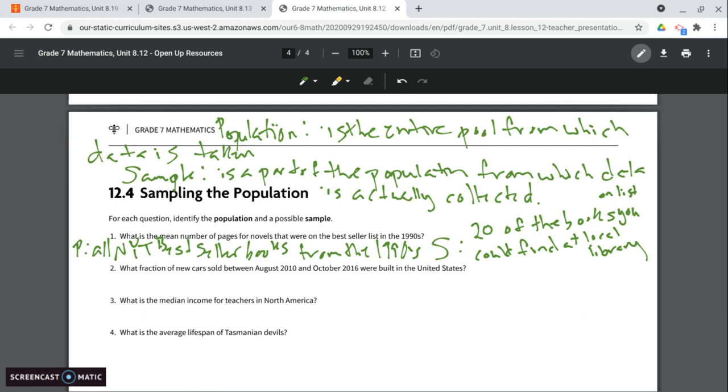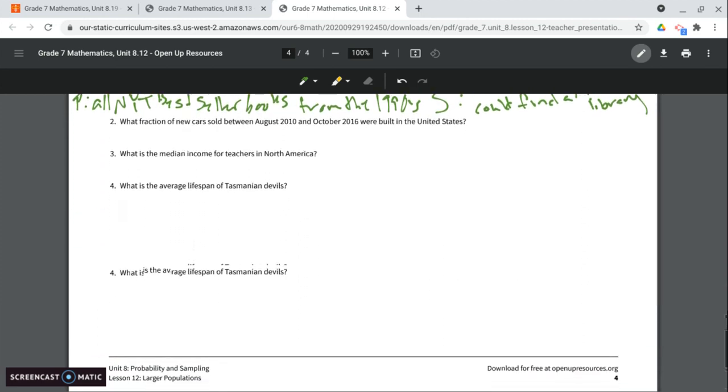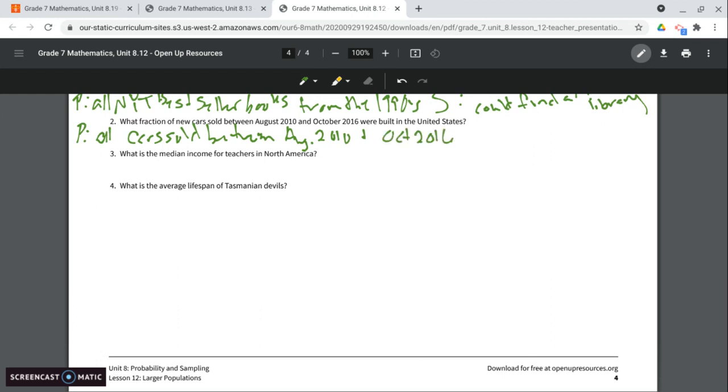For number 2, what fraction of new cars sold between August of 2010 and October of 2016 were built in the United States? The population: all cars sold between August 2010 and October 2016.